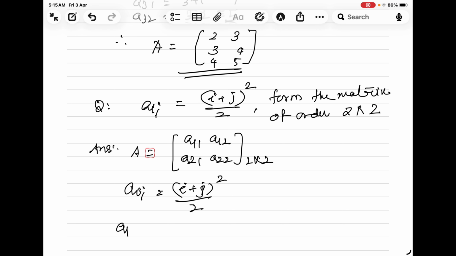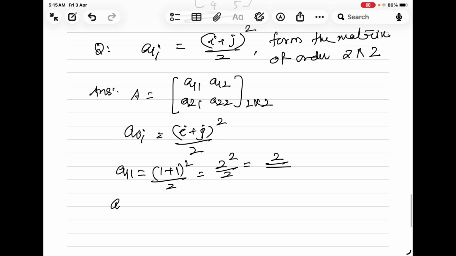So A11 equals, put i equal to 1, j equal to 1. 1 plus 1 whole square by 2. That is 2 square by 2, which is equal to 2. A12 equals 1 plus 2 whole square by 2. That is 3 square by 2. That is 9 by 2.